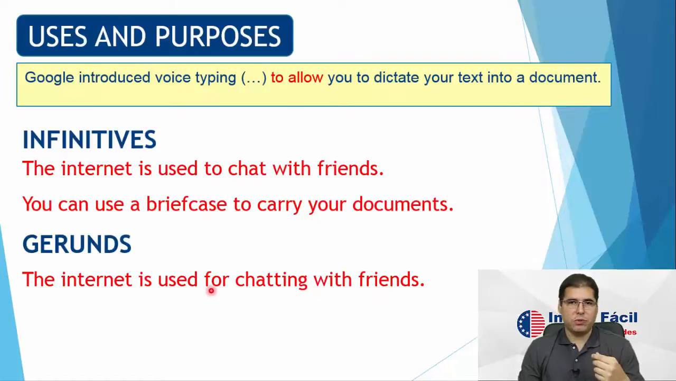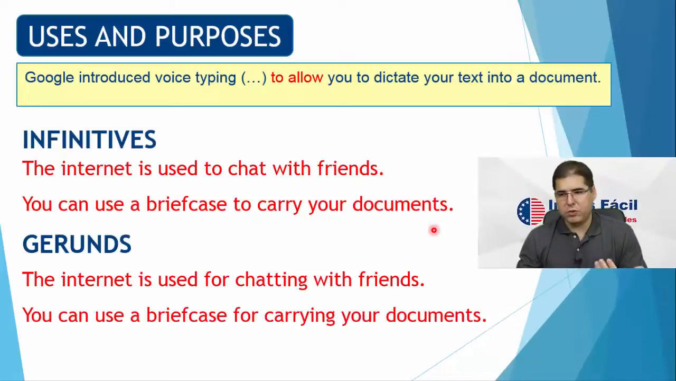Remember, when we use the preposition for here, we have to use the verb in the gerund. The gerund is only a verb ending in ing. Remember here that I had to double the final consonant, the final T, because chat is a one-syllable word that ends in a consonant and is preceded by only one vowel. In these cases, we have to double the final consonant before we add ing. So the internet is used for chatting with friends. The second: you can use a briefcase to carry your documents, or you can use a briefcase for carrying your documents.